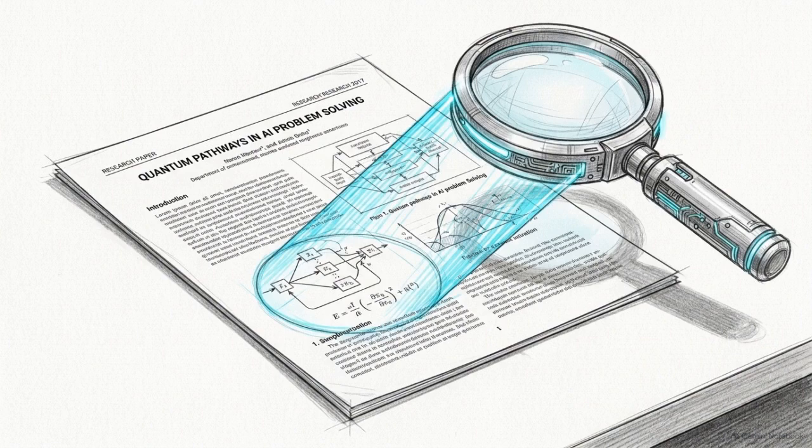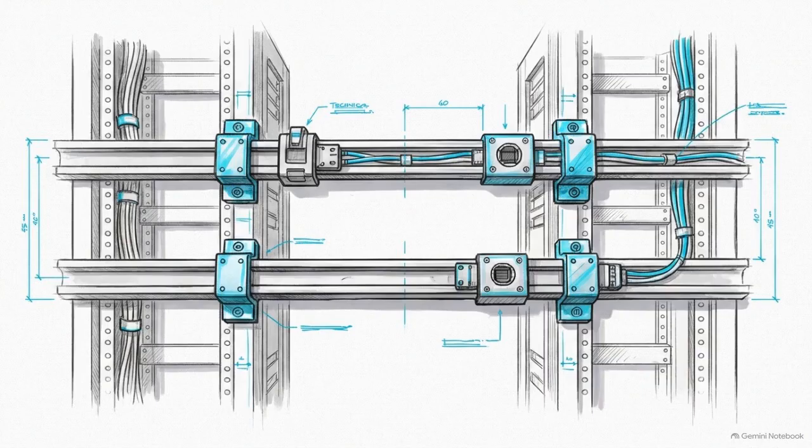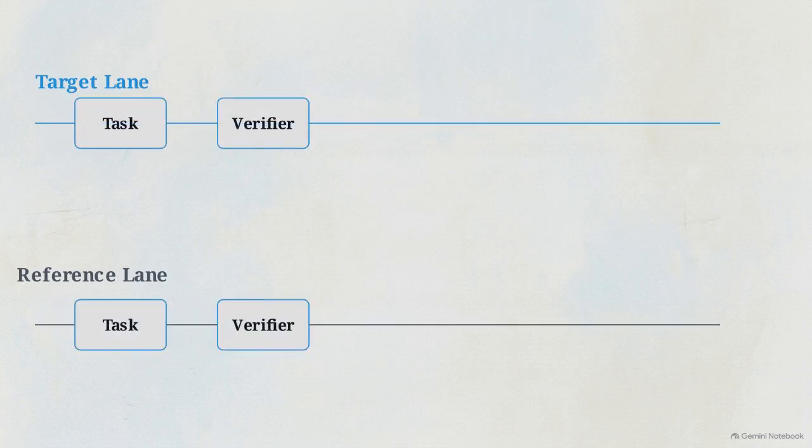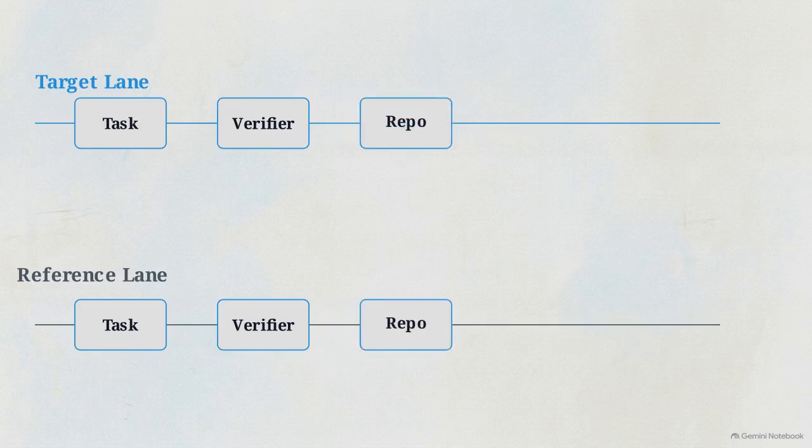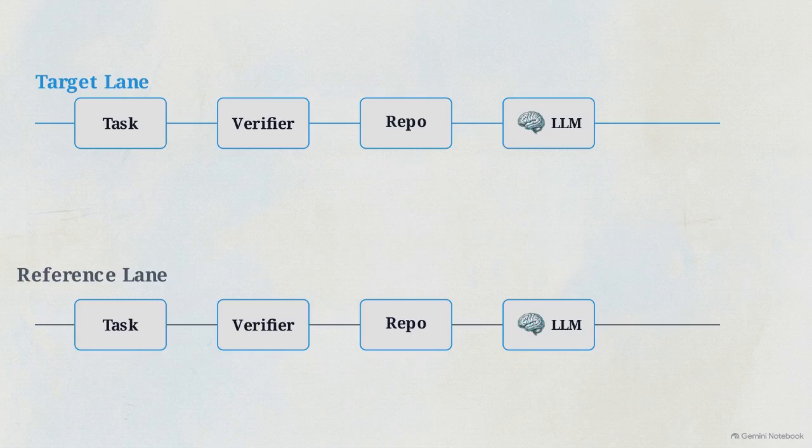system that previously worked. Researchers from HUST, UIUC, and Microsoft devised a way to algorithmically isolate skill-induced failures. They imported a classic software engineering concept into AI evaluation: differential testing. Their rigid testing architecture uses two parallel execution lanes. Every confounding variable is frozen. The task, the verifier, the repository state, and the LLM itself are locked into both the target lane and the reference lane. Only one variable changes.